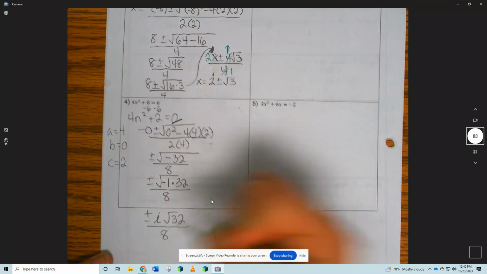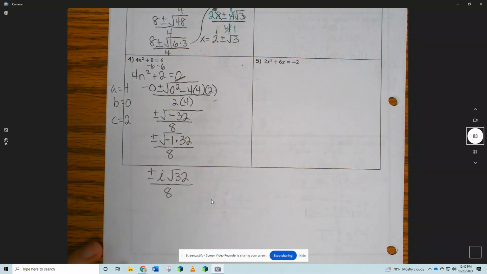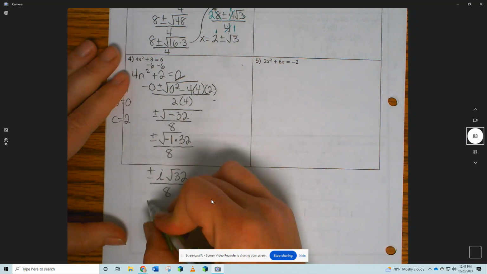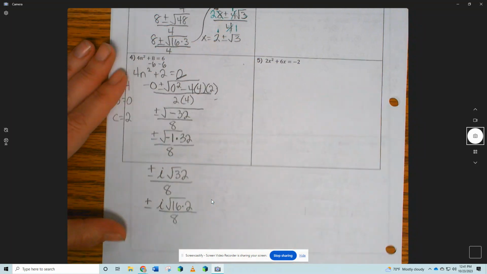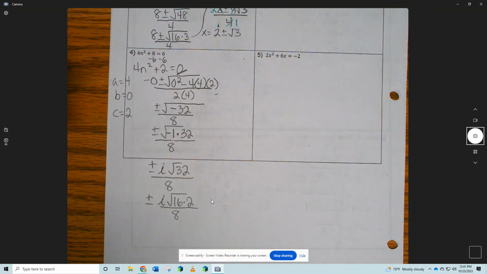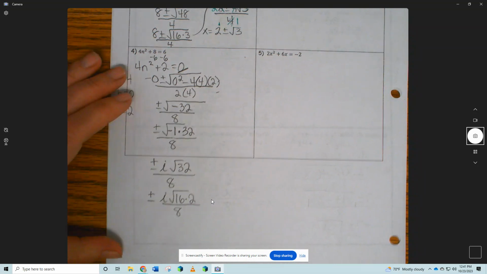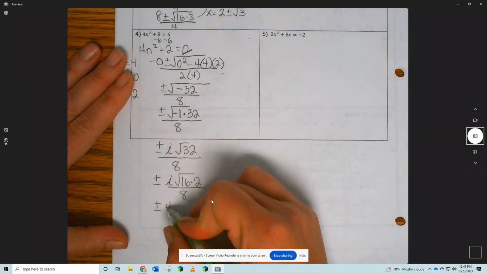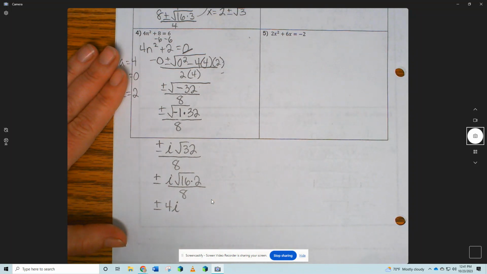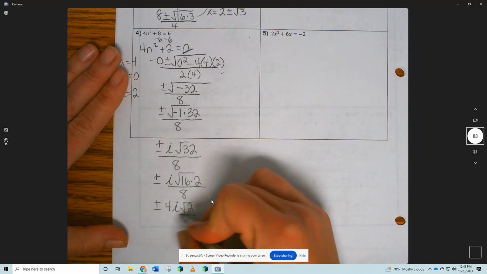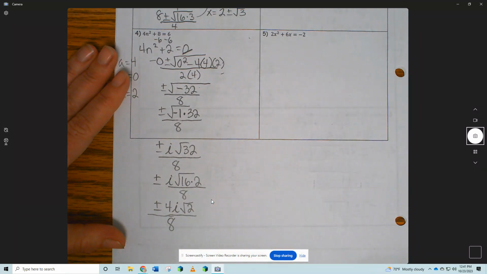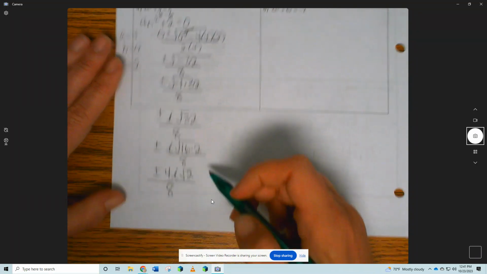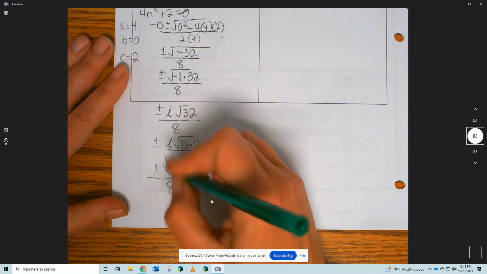Honest, guys, 32 can be broken up. 16 times 2. You have to go further. Simplify as best you can. So it's going to be plus or minus i rad 16 times 2 over 8. 16 is a perfect square. Plus or minus 4 comes out, and it's with the i. Rad 2. Still do 1, and I still can't touch the 2. 4 over 8 is 1/2.